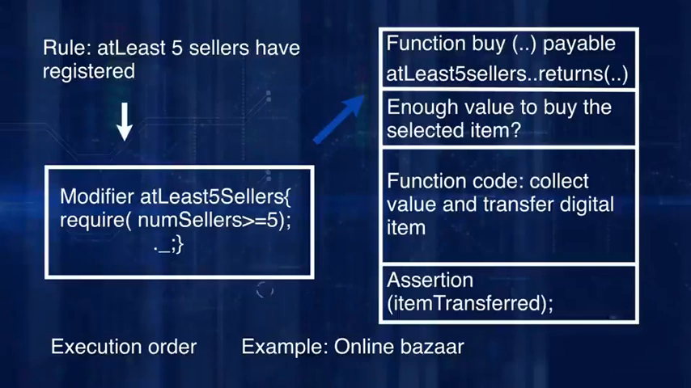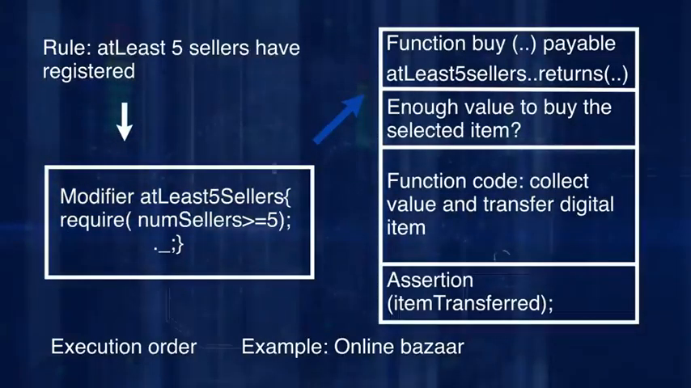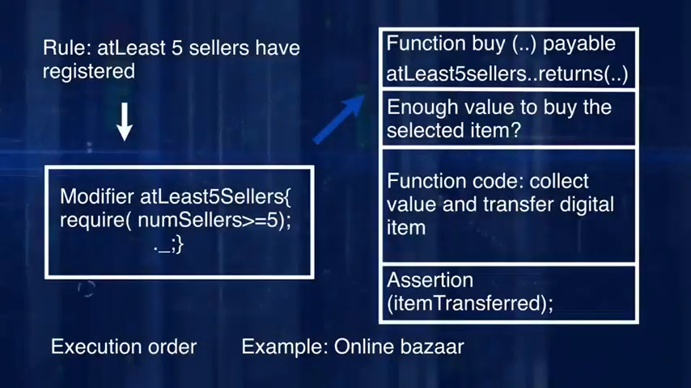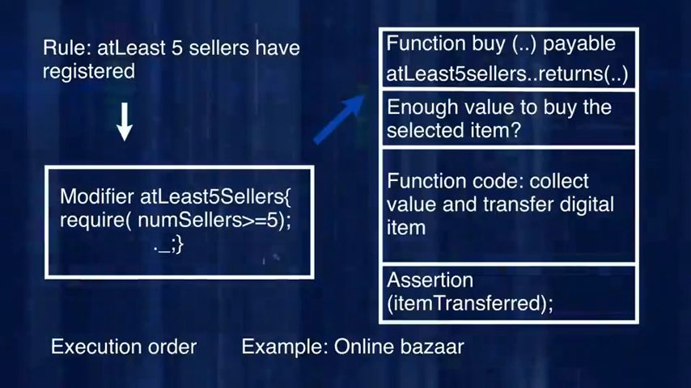Once there are enough sellers, a buyer can buy. Inside the function, we validate if the buyer has enough money to buy the specific item requested. If not, the transaction is reverted. When the validation is satisfied, money is transferred to the seller, item is transferred to the buyer.